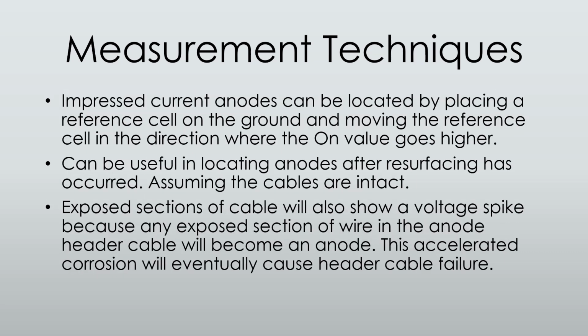So impressed current anodes can be located by placing a reference cell on the ground and moving the reference cell in the direction where the on values go higher. So all we're doing is tracking the voltage gradient. It's pretty straightforward, but in areas just like this it can be useful for locating anodes after resurfacing has occurred, and assuming the cables are intact.